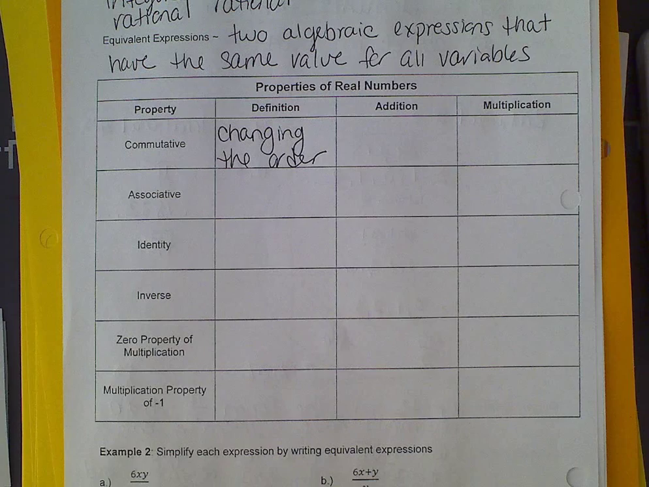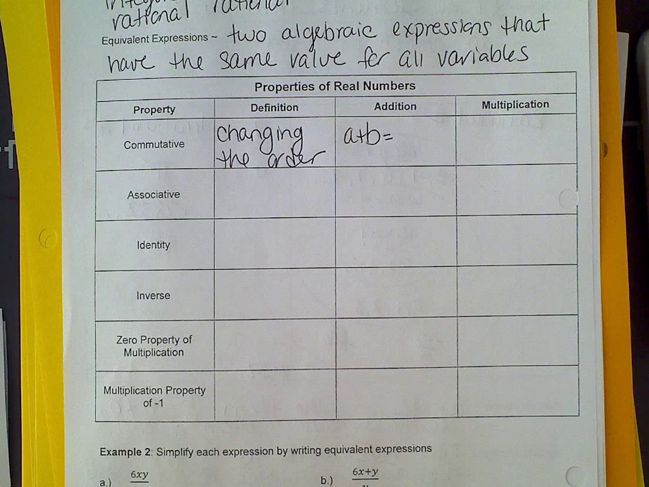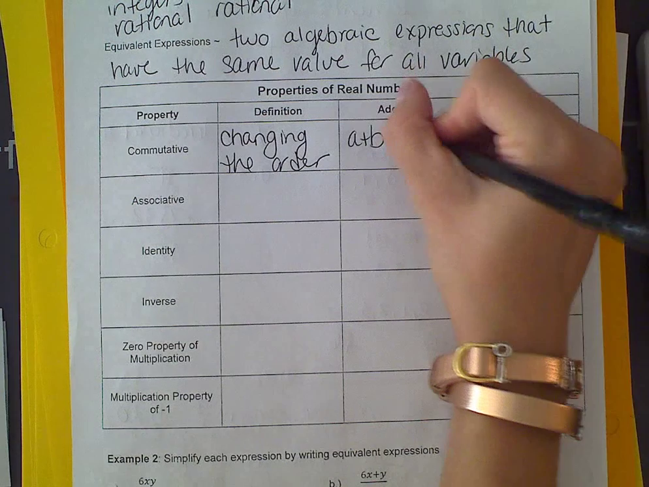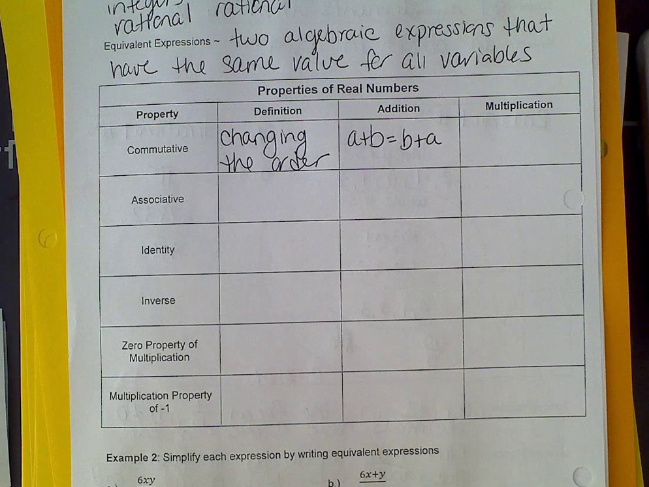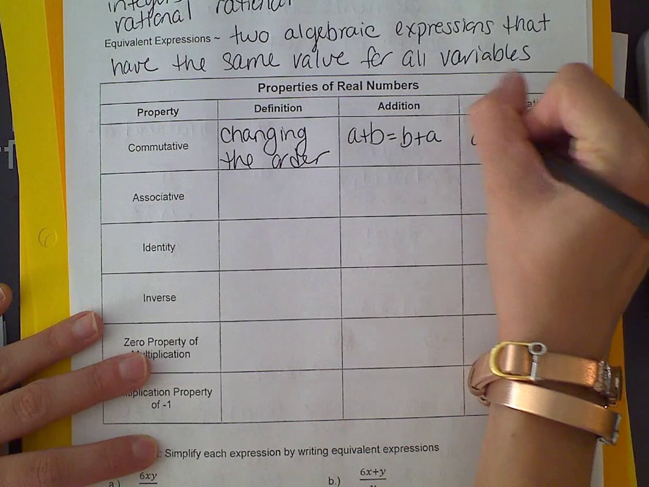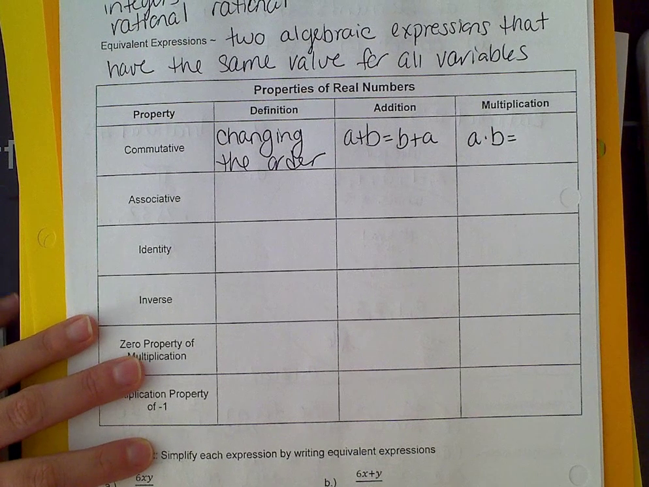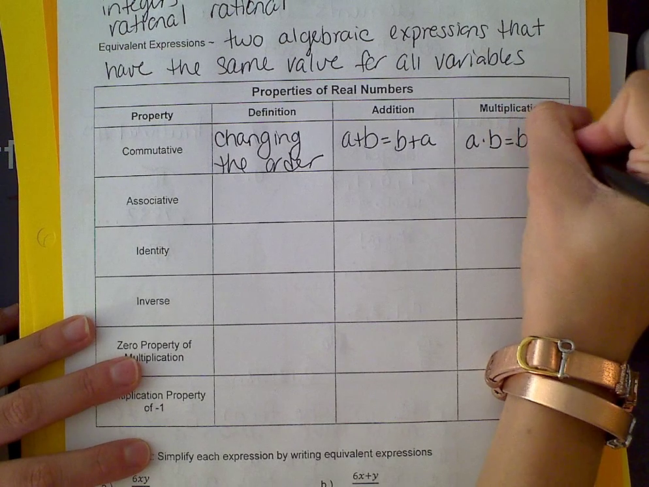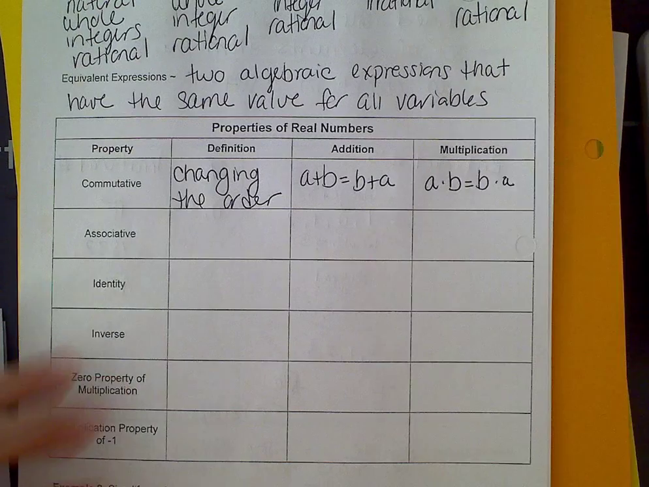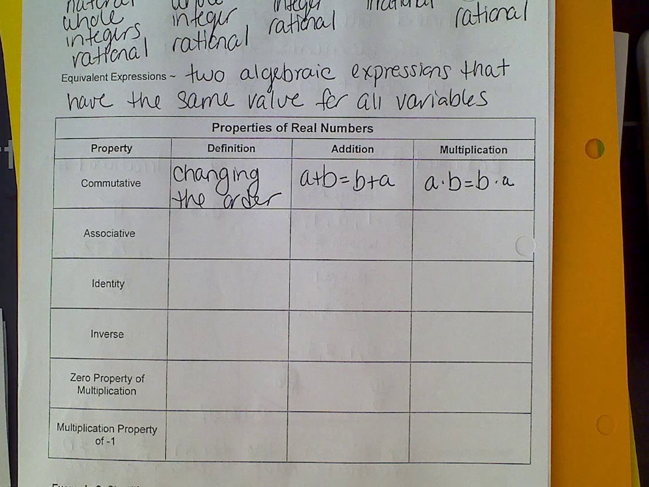So with addition, that looks like if you do a plus b on this side, it doesn't matter if you add them backwards and you do b plus a. Right? 3 plus 4 is the same as 4 plus 3. Same thing with multiplication. If you want to do a times b, it's the same thing if you multiply them backwards and do b times a. Now notice there's not one on there for subtraction, because 4 minus 3 is 1, whereas 3 minus 4 is negative 1. So you cannot flip-flop subtraction, only addition and multiplication.